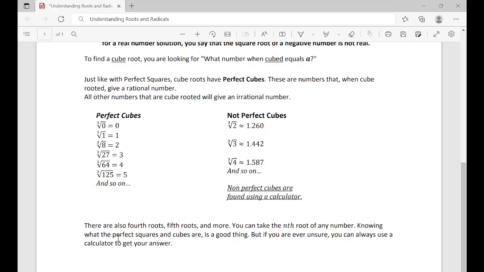But knowing what perfect squares and perfect cubes are is a good thing because it can make life a little bit easier when trying to figure out stuff, so you're not reaching for a calculator for every step. But if you're ever unsure, you can always use the calculator just to make sure that it is a perfect cube. It'll never give you a wrong answer if you type it in right. But this is a basic overview for roots and radicals.